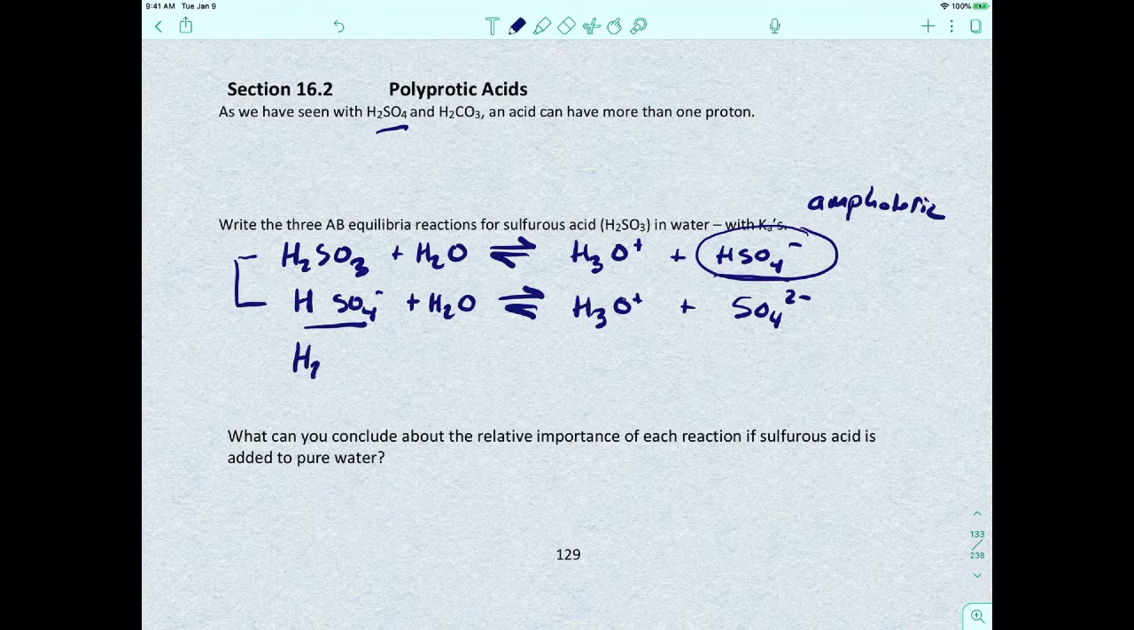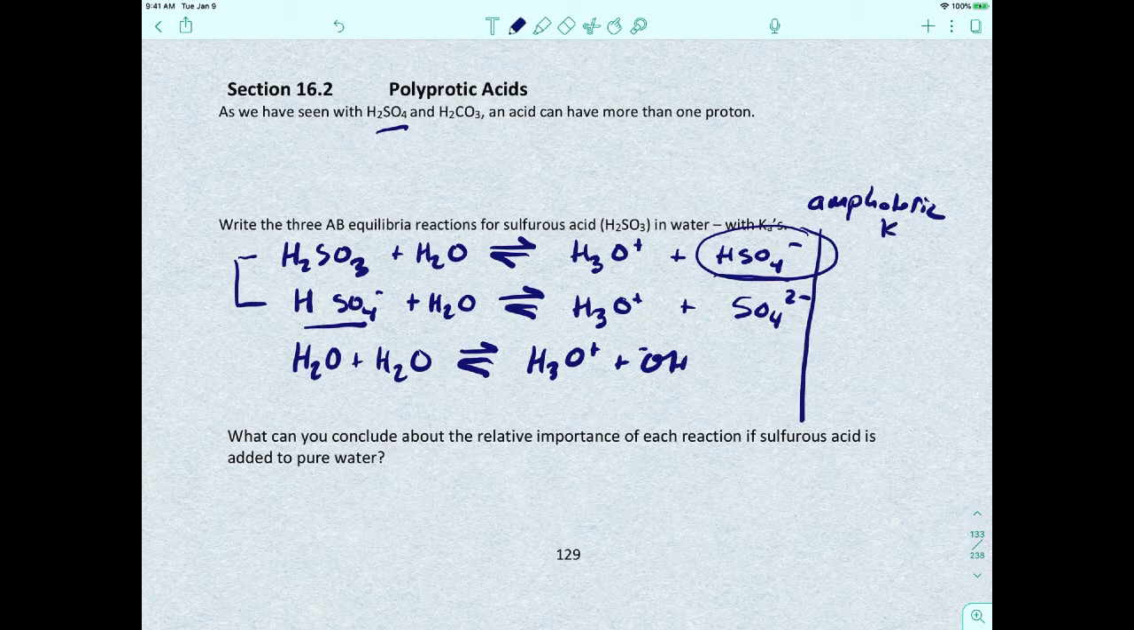All right, so those are your two reactions. You've also got the water reaction, the autoionization reaction. So water reacts with water and forms H3O+ and OH minus. Let's take a look at the Kas for these reactions. The Ka for the first reaction is 1.5 times 10 to the minus second. The second reaction is 6.3 times 10 to the minus eighth. And then the Kw is 1.0 times 10 to the minus 14th.